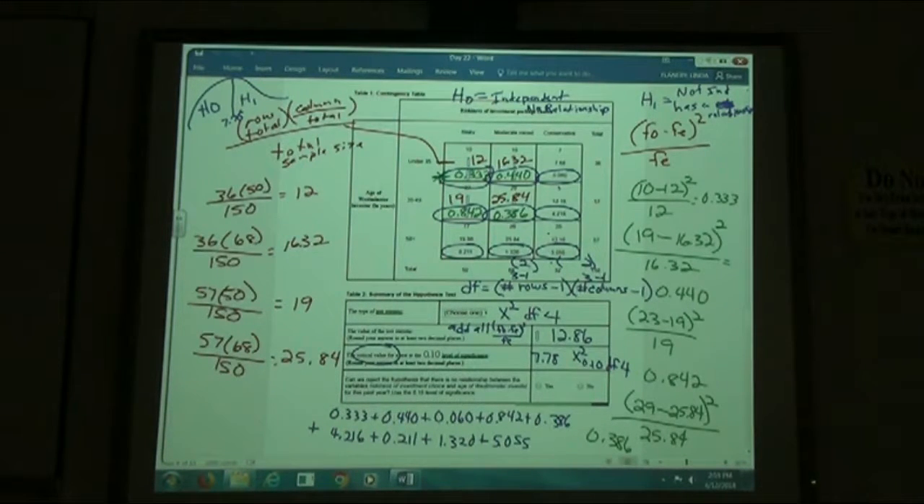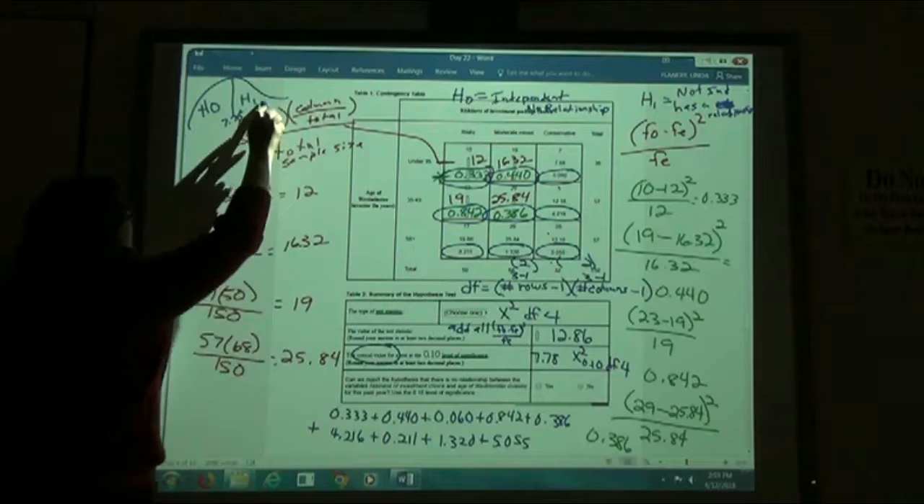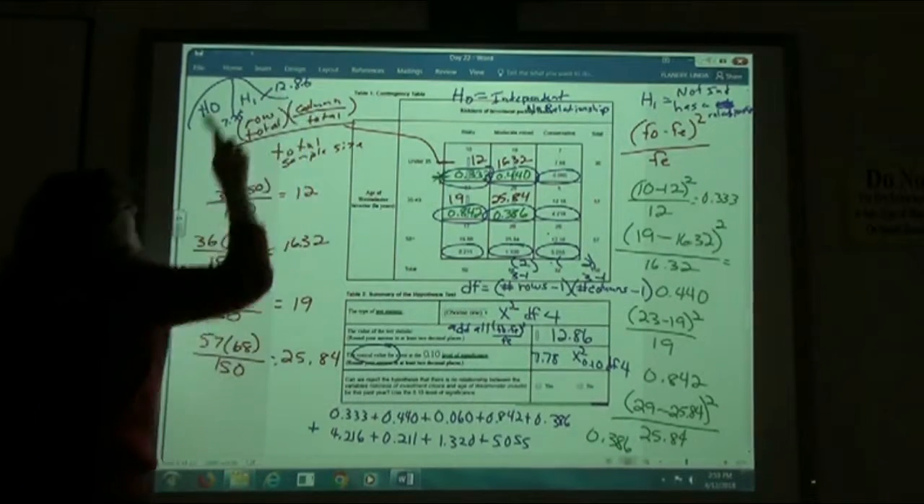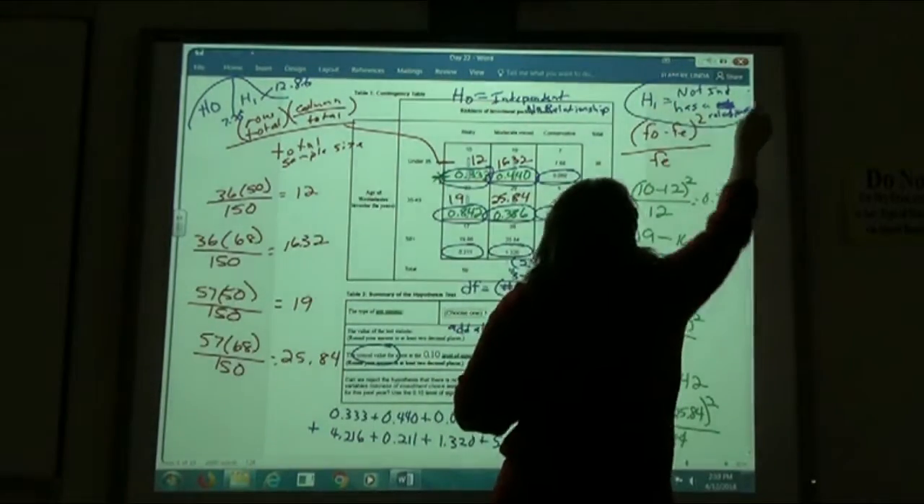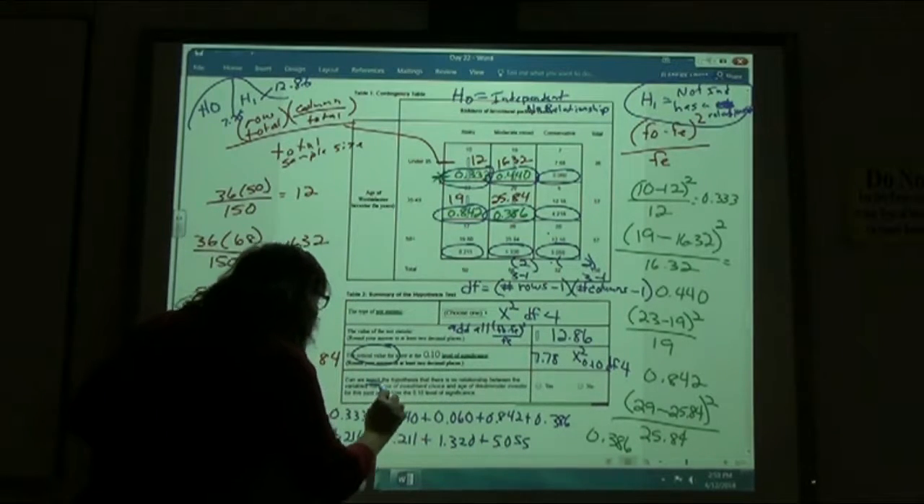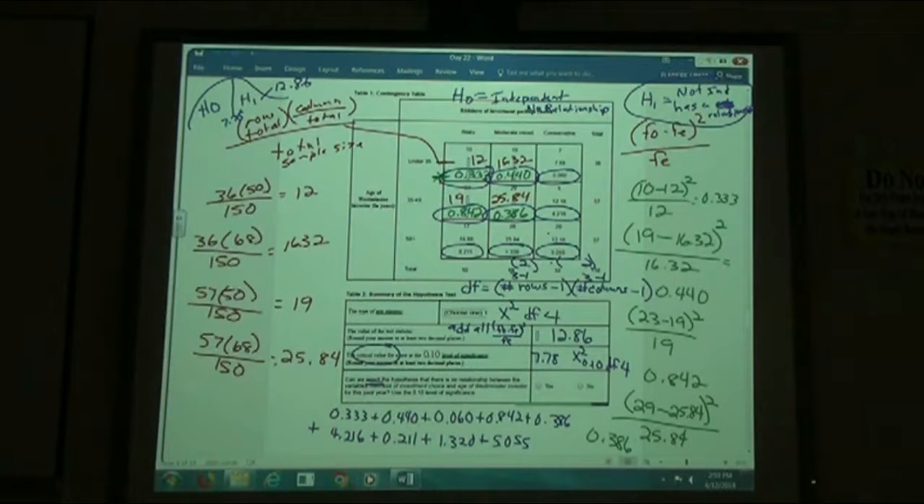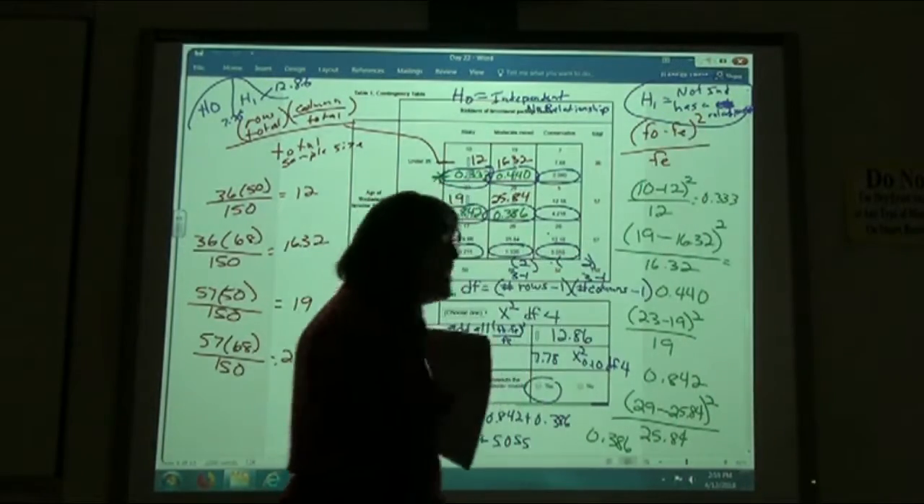Is the test statistic in the H0 section or the H1 section? Well, my test statistic is 12.86. 12.86 would be bigger than that number, so my 12.86 is going to be in my alternate hypothesis. So my alternate hypothesis is that it's not independent and it does have a relationship. So it says, can we reject the hypothesis that there is no relationship? Can we reject that there's no relationship? Yes, we can, because we're saying it does have a relationship.